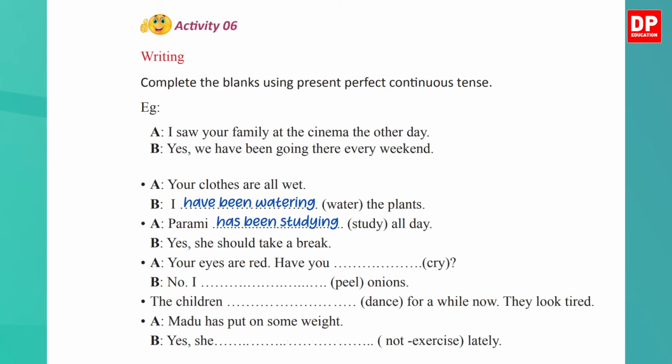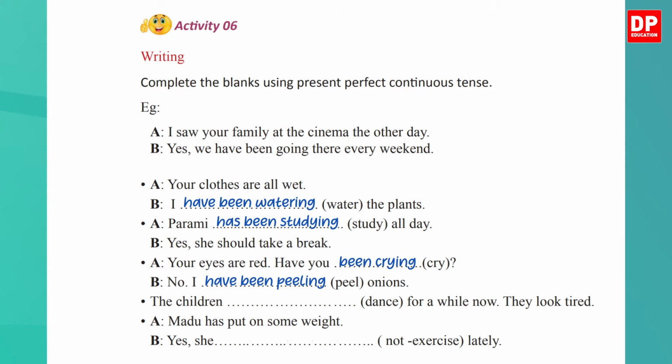Now the third. There are two blanks here. A is asking a question. Your eyes are red. Have you been crying? So it is clear B is not crying now and A wants to know whether B has been crying as the eyes are red. What is B's reply? No, I have been peeling onions. So B might have been doing it until a moment ago.